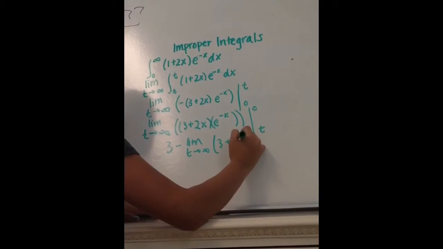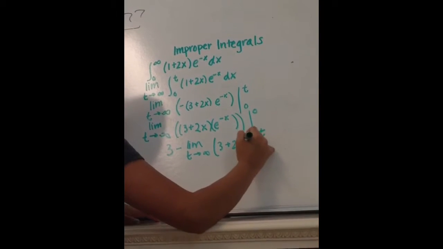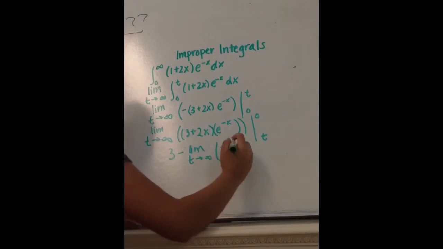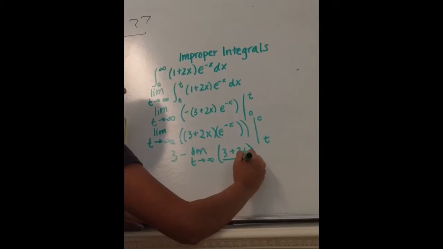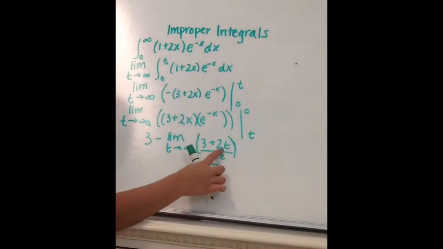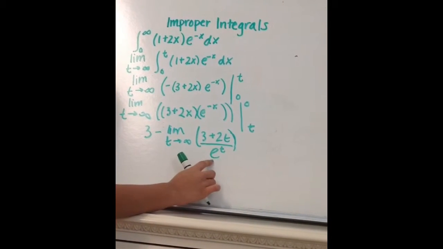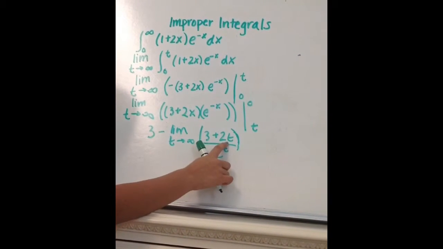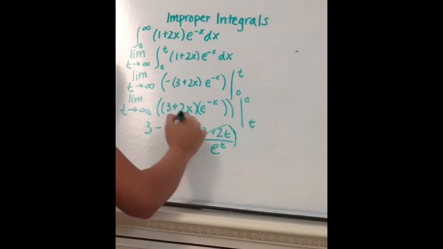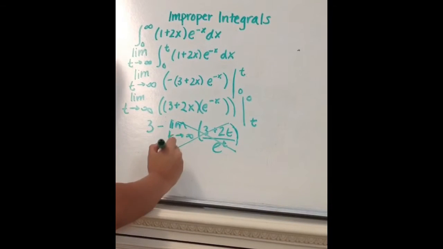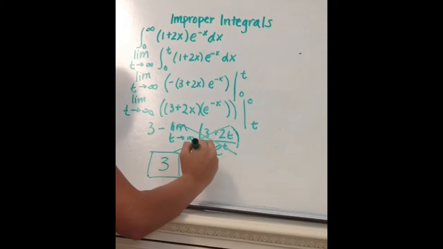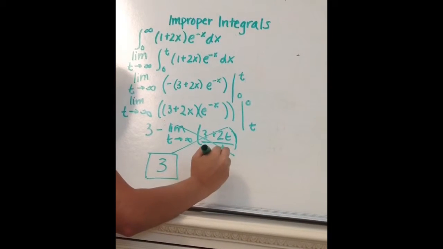3 plus 2t. And because e to the negative x is pretty much e to the x in the denominator, we could put it into the denominator. There. So the 3 here is insignificant because 2t and e to the t. And e to the t grows faster than 2t when it approaches infinity. So this whole expression becomes 0. So the answer is 3. So this integral converges because it becomes one single value.